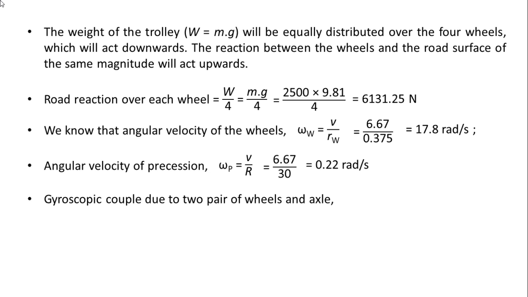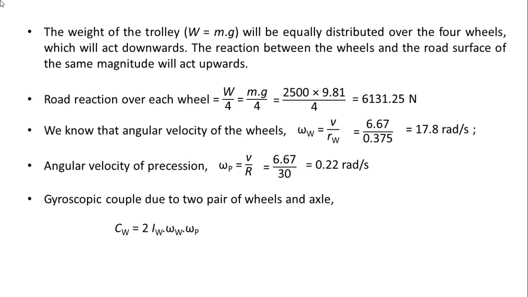But here, the wheel and axle are given together, two wheels put together. Therefore it will come 2 times only. So 2 times I omega omega p. But normally this is 4 times. Each wheel will give you I omega omega p. Therefore you multiply by 4 for the total gyroscopic couple.